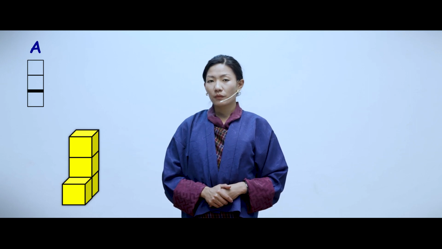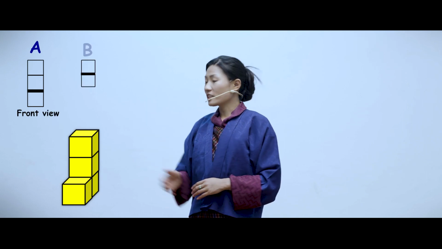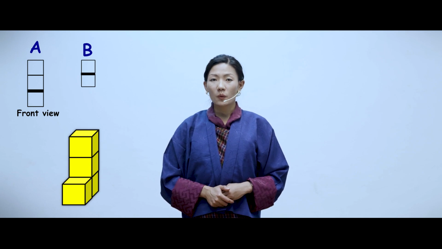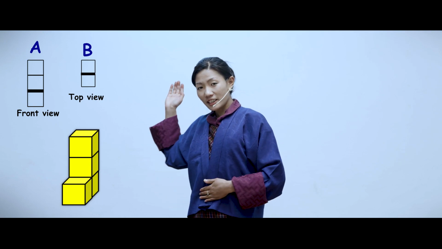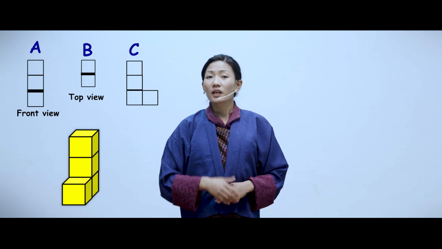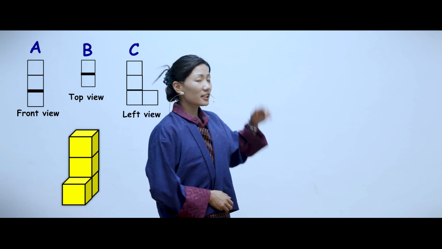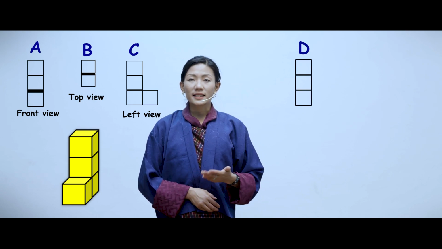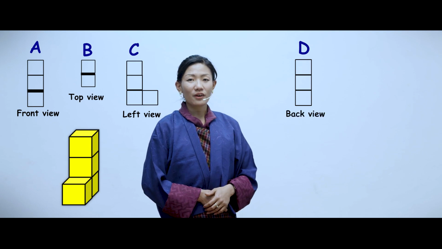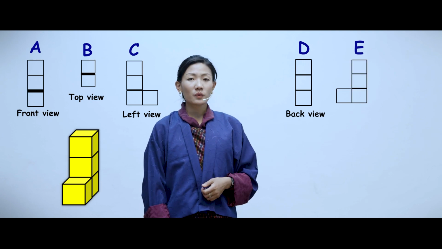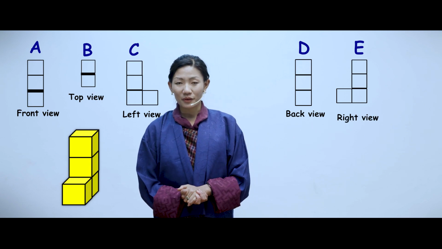What does it show? It shows the front view. Very good. Now look at this drawing B. What does it show? It shows us the top view. Very good. Now look at C. What does it show? It shows us the left view. You're doing great. Look at this. D. What does it show? It shows us the back view. All right. Now what does this show? It shows us the right view. Very good. Very well done.